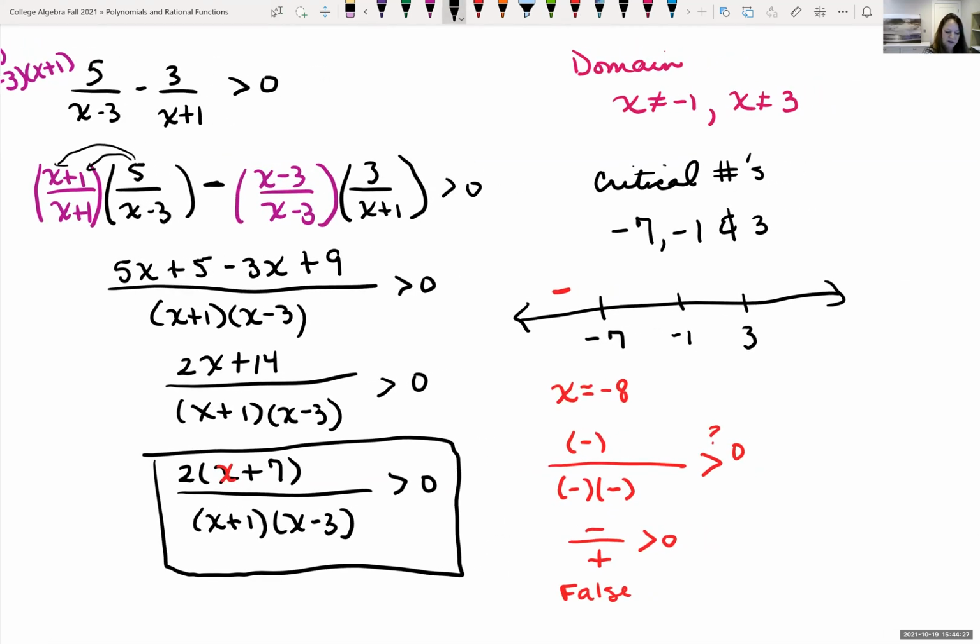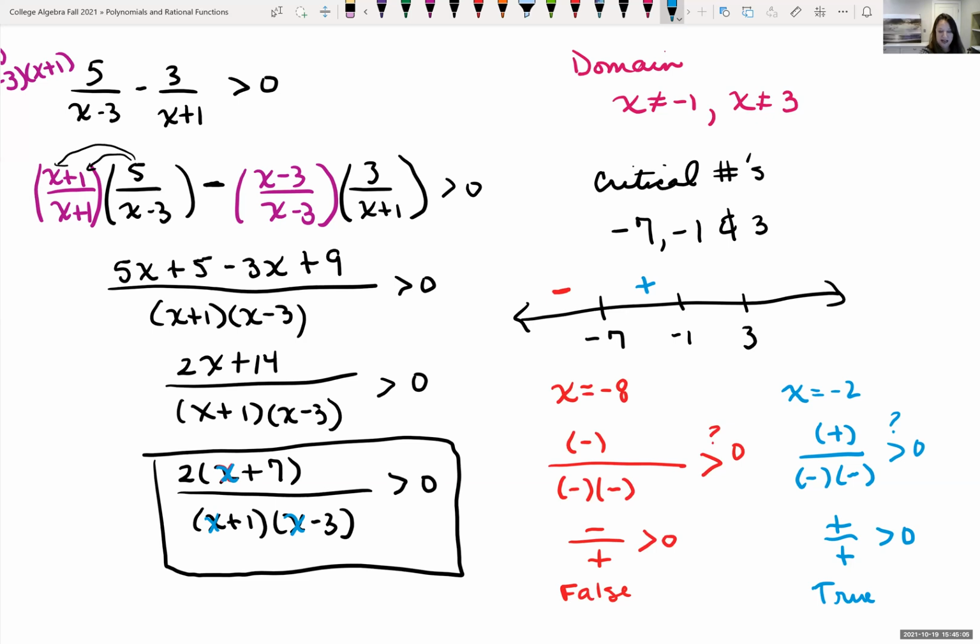Choose another number in between -7 and -1. So let's look at x equals -2. So plugging in -2 in the numerator, -2 plus 7, that's positive. All over -2 plus 1, that's negative, and -2 minus 3, that's negative. So my denominator, negative times negative, is positive. And so positive over positive is true. It's greater than 0.